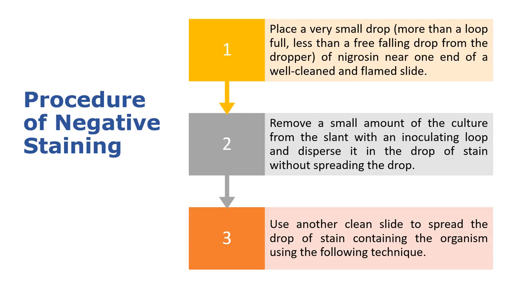Now here we can see the procedure of negative staining. First step, place a very small drop, more than a loopful, less than a free falling drop from the dropper, of nigrosine near one end of a well cleaned and flamed slide. Second step, remove a small amount of culture from the slant with an inoculating loop and disperse it in the drop of stain without spreading the drop.